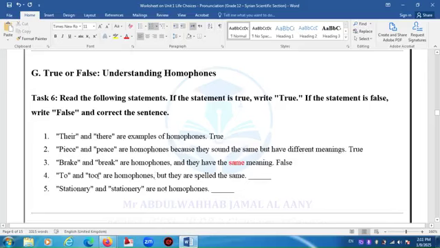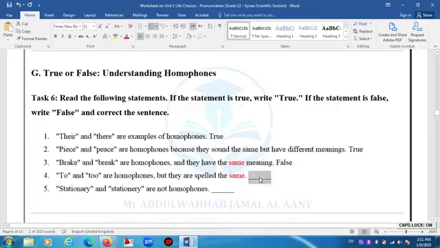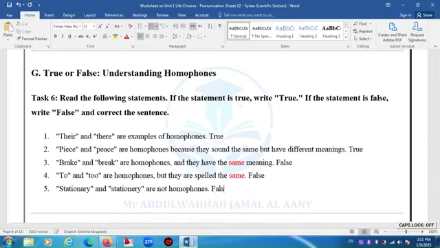"Two and too are homophones, but they are spelled the same." That's wrong. They are not spelled the same. They are spelled differently. Two with one O, too with double O. "Stationary with A and stationery with E are not homophones." No, they are homophones, because they have the same sound, but they have different meanings.